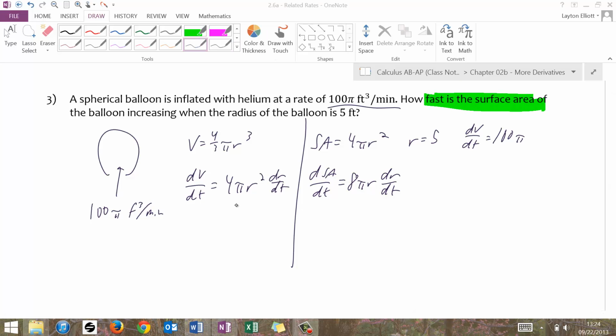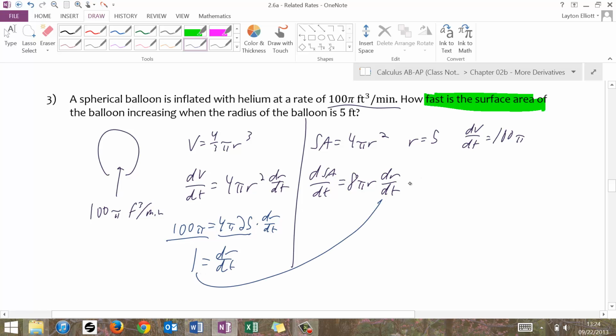So going back to the first one, dV/dt is 100 pi, 4 pi, r squared is 25, and then times dr/dt. If you look, this is just 100 pi and that's 100 pi, so 1 is equal to dr/dt. We're going to take that and plug it in here. So dSA/dt is equal to 8 pi times the radius of 5 times 1, and that's equal to 40 pi. The units of that would be feet squared per minute.